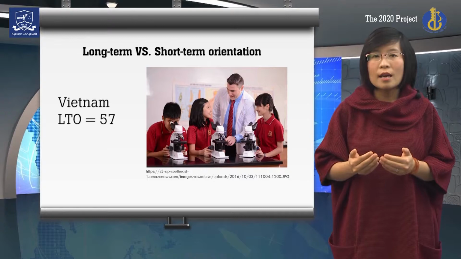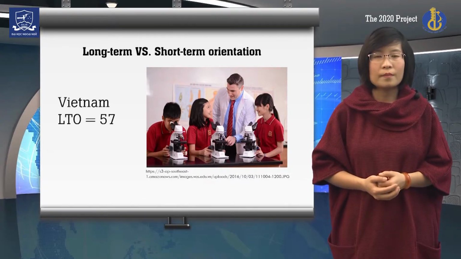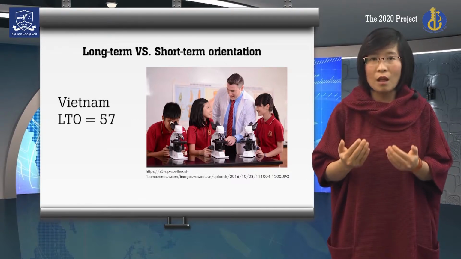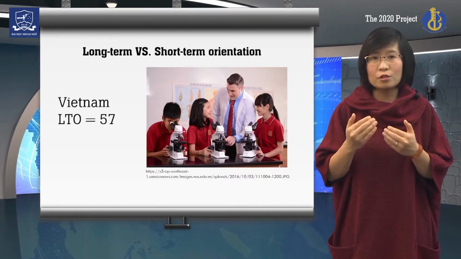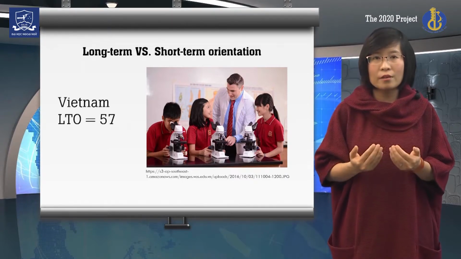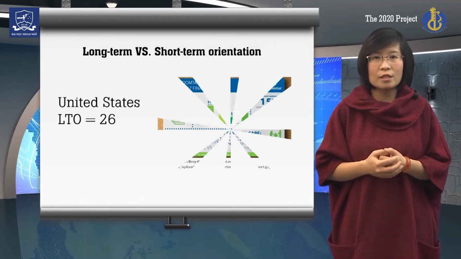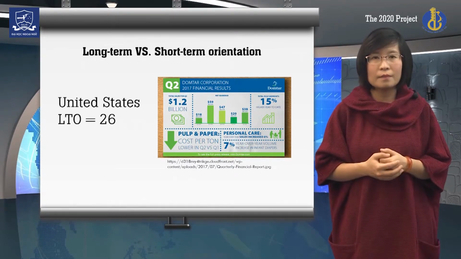People work hard and tend to save and invest money to prepare for the future. Many parents invest a large amount of money in their children's education, hoping that their children could do better than they do. An example of a short-term orientation culture is America.